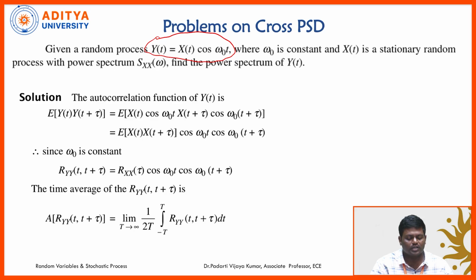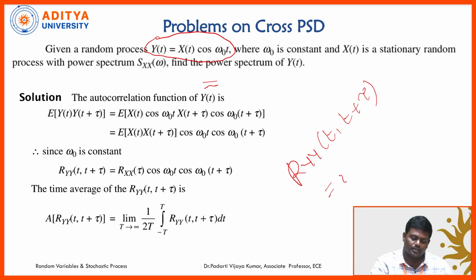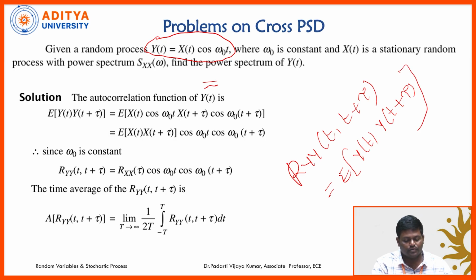So the autocorrelation function of y of t is Ryy of t comma t plus tau, which is equal to the expectation of y of t times y of t plus tau. So substituting y of t here and separating x of t terms, the expectation of x of t into x of t plus tau is Rxx of tau. Next, cos omega naught t times cos omega naught t plus tau. Now this Ryy of t, t plus tau is Rxx of tau times the cos terms.